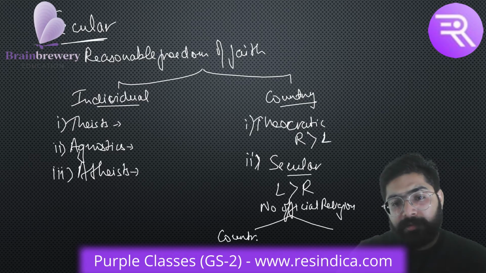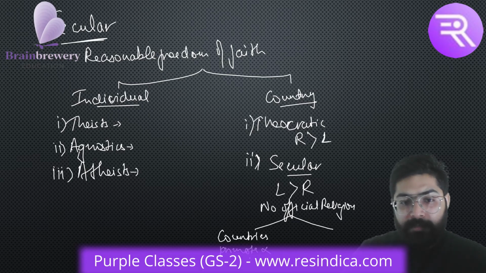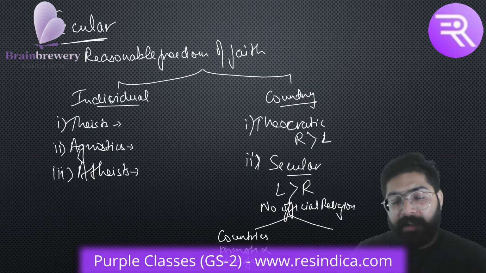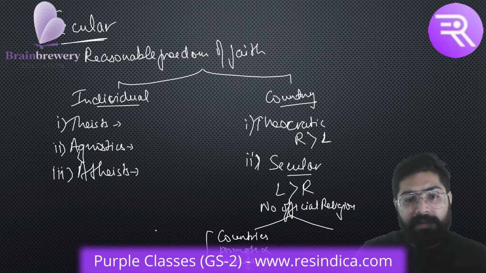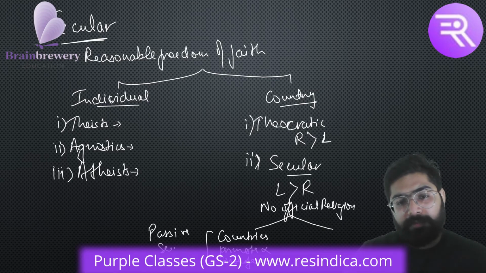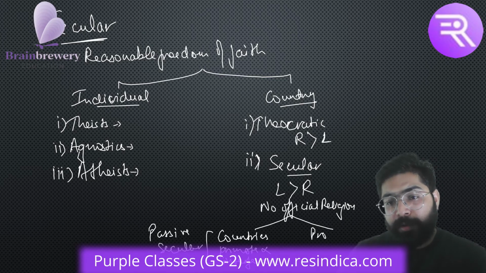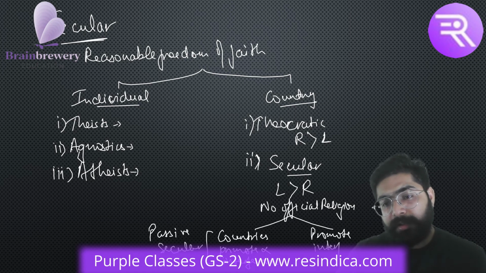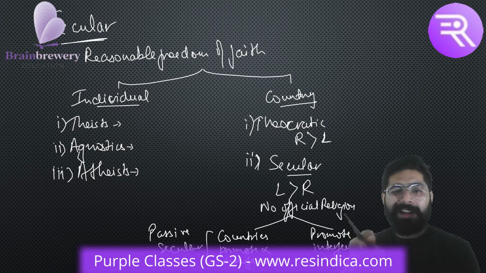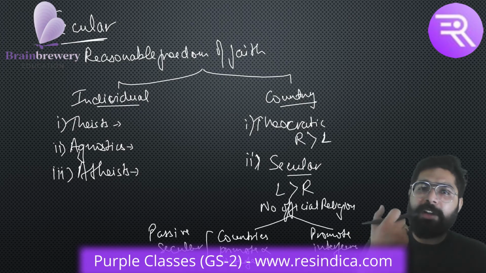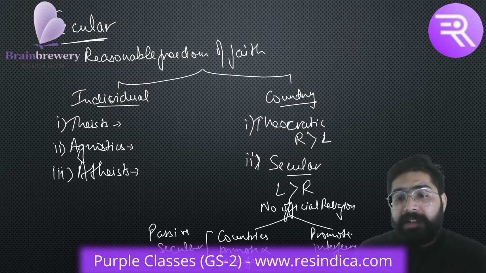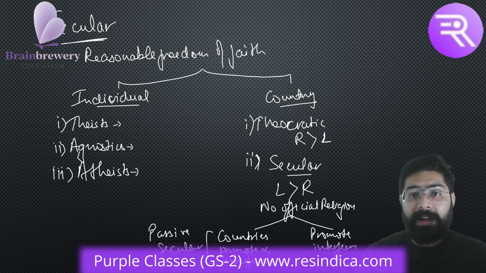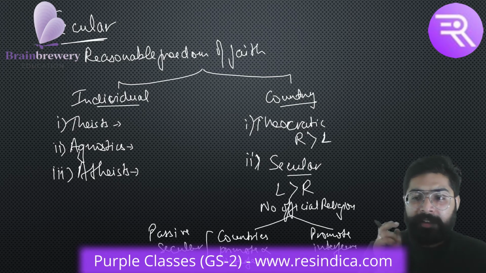There are countries who neither promote nor interfere. These countries are known as passive secular. On the other hand, countries which promote and also interfere. Now, why are there such countries who promote and interfere? They promote all the religions equally. Why has there been a need of such countries where the government is promoting all the religions equally and they are also interfering?